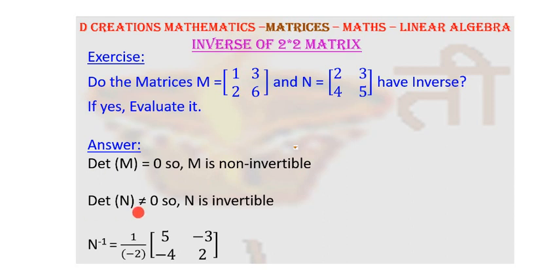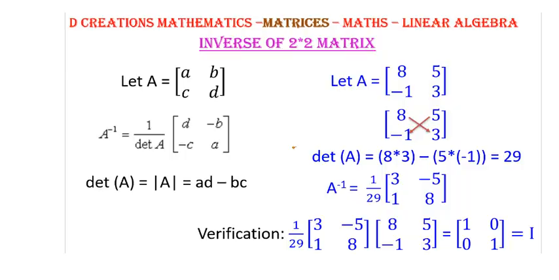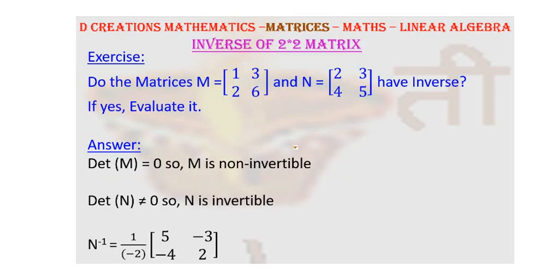What about determinant of N? 2 into 5 is 10, minus 12 is minus 2. It is not equal to 0, so it is an invertible matrix. If it is an invertible matrix, you have to find out the inverse. That means use this particular formula. So we have already found out the determinant to be minus 2. So 1 upon minus 2.